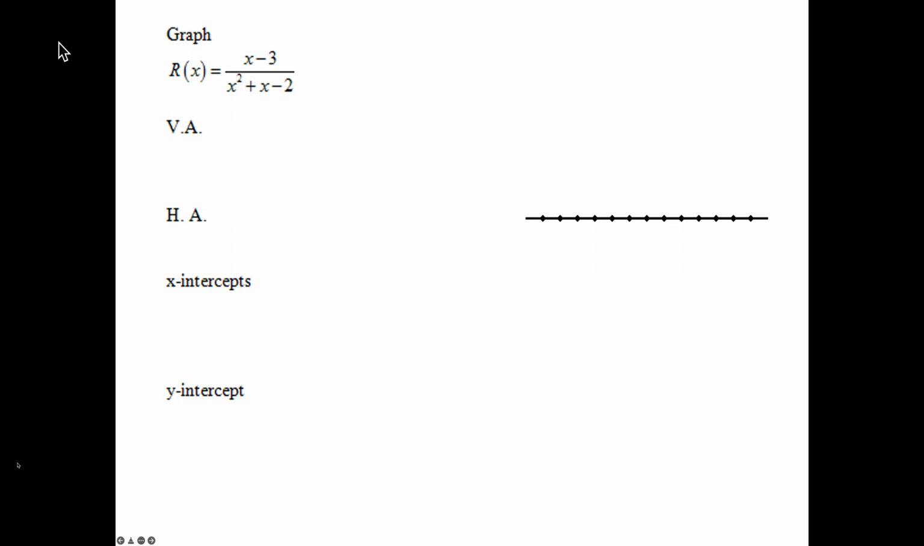Okay, so let's actually make some graphs of rational functions. Right now my example says r of x equals x minus 3 over x squared plus x minus 2. It's in polynomial form. What we should do here is take care of all of our y concepts first.